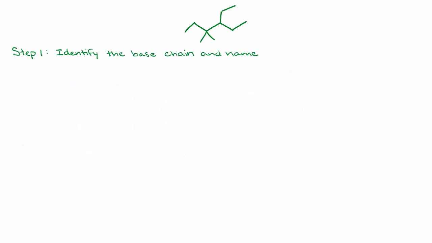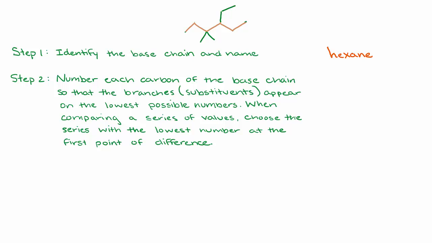Step 1. Identify the base chain and name. The longest continuous chain of carbons in this structure is 6, so the base chain is called hexane. In step 2, we will number the base chain from left to right and from right to left and compare. The substituents appear on carbon atoms 3 and 4 regardless of the direction used.